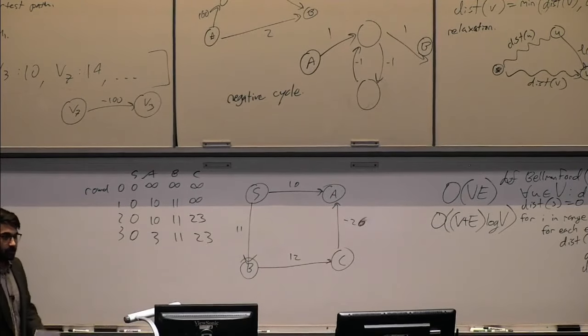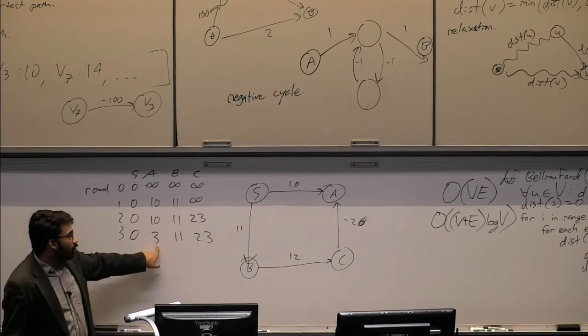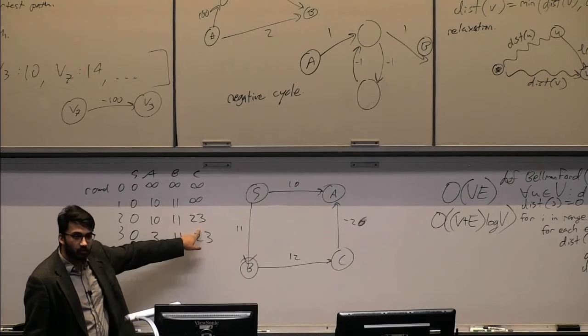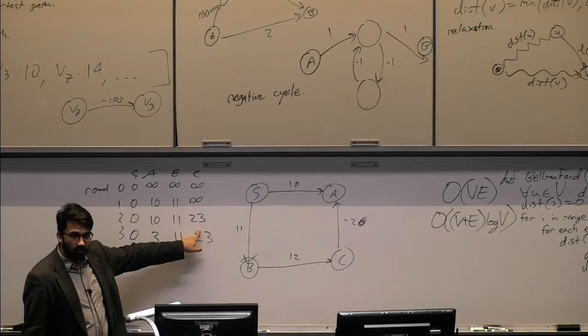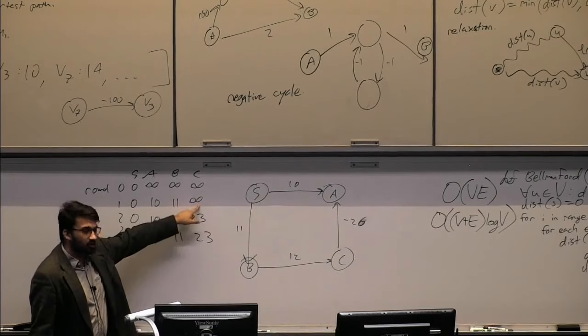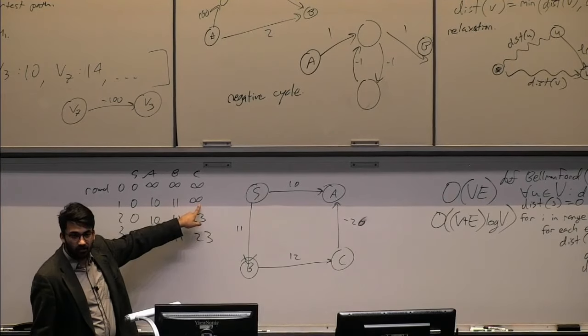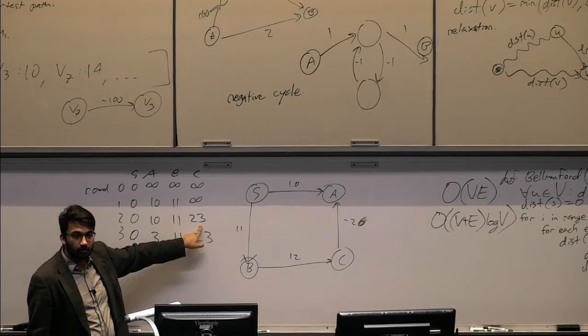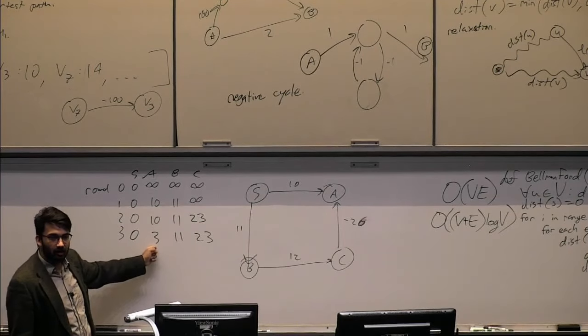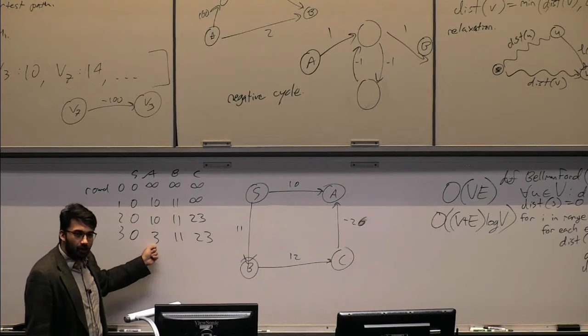Do we see what happened? We updated this one to be 23. Only after we updated C to be 23 did we update this one to be 3. We didn't compute this until we computed this, because in the previous round, this was infinity. So infinity minus 20 is just infinity. So only after we were able to compute a distance to that node could we take that negative edge and go back and update A. Now we update A.